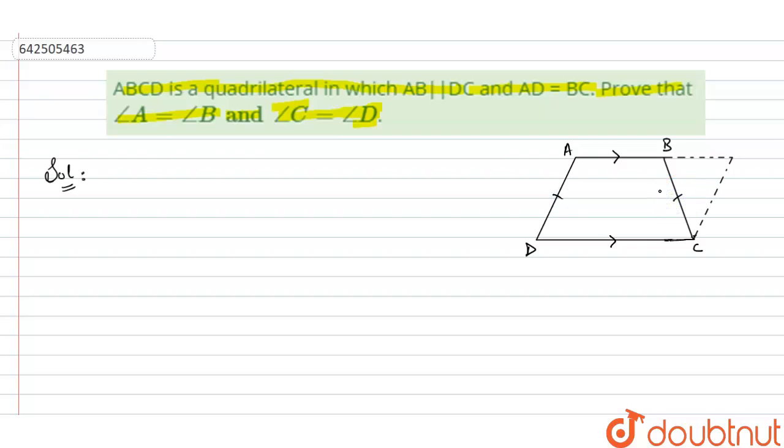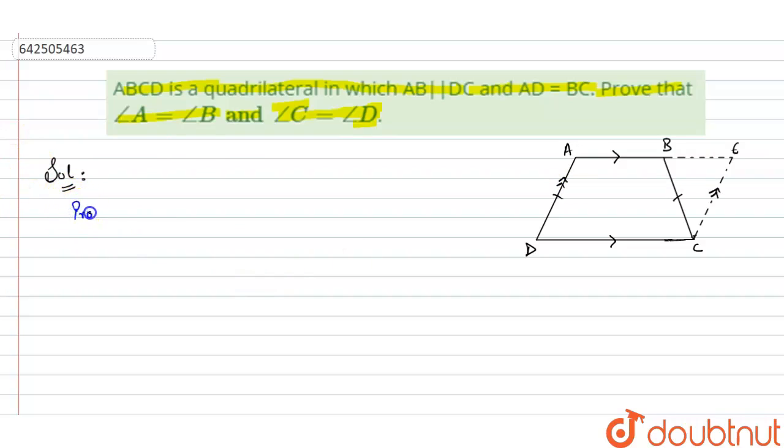Now let's do the construction. Extend AB to E, and draw a line CE parallel to AD. This line CE is parallel to AD. So this is the construction. Now let's start with the proof.